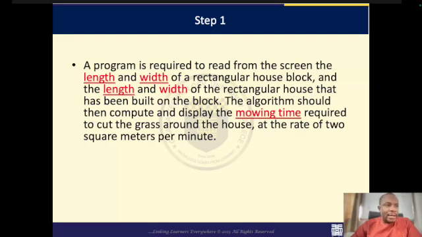Let us try and understand what this question says. What the question is simply telling us is that there is a rectangular house block. Let us refer to that as our plot of land. So there is a plot of land which is rectangular in shape, and then on that plot of land there is a house which is also rectangular in shape that has been built on the plot. And so all that your application is to do is to calculate how much time it's going to take to mow around the house. So let's see how we can do this.